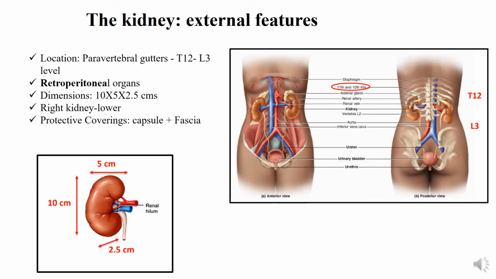We will start with the location of the kidney. The kidneys are located retroperitoneally on the posterior abdominal wall. And we have two kidneys. Each one is on each side of the vertebral column, and they extend from the last thoracic vertebra T12 to the third lumbar vertebra. And in this position, the kidneys are partially protected by ribs number 11 and 12.